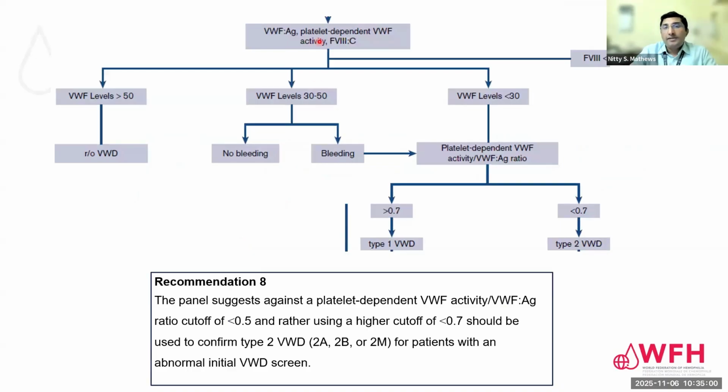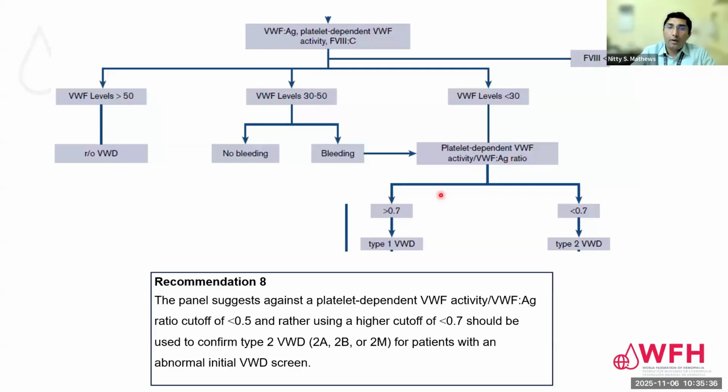So moving on, once we have done the antigen and the activity, if the factor levels are more than 50%, you rule out von Willebrand disease. And if the levels are less than 30%, the next step is to look at the ratio between the activity and the antigen. Now, if the levels are between 30 and 50% and there is no bleeding, you can still say that there are decreased levels of von Willebrand factor with mild risk of bleeding. However, if there is bleeding, then just as you would in a less than 30% case, you look at the ratio of the activity to the antigen.